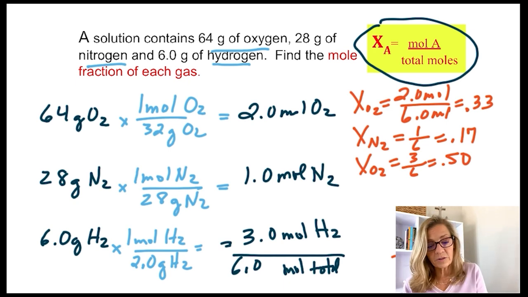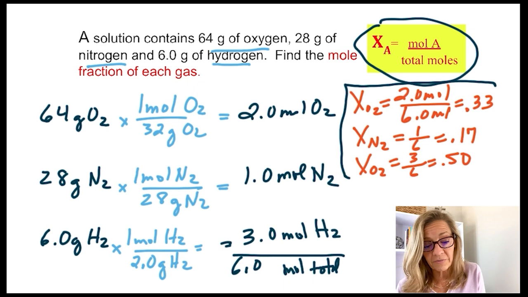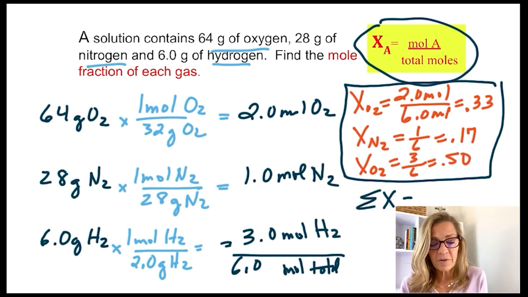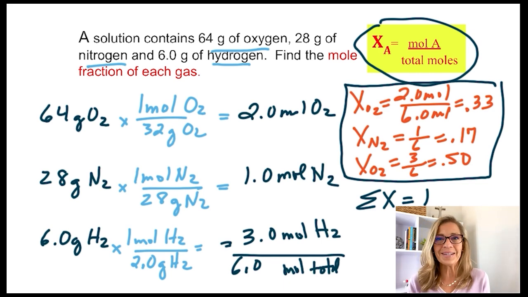Now remember, these are called mole fractions. So this is the answer to this question. Find the mole fractions. Remember that mole fraction is actually a decimal. Don't leave it as a fraction, it's a decimal. And then if you add the mole fractions, the sum of the mole fractions is going to be pretty close to 1. So that's how you know if you've done that correctly.